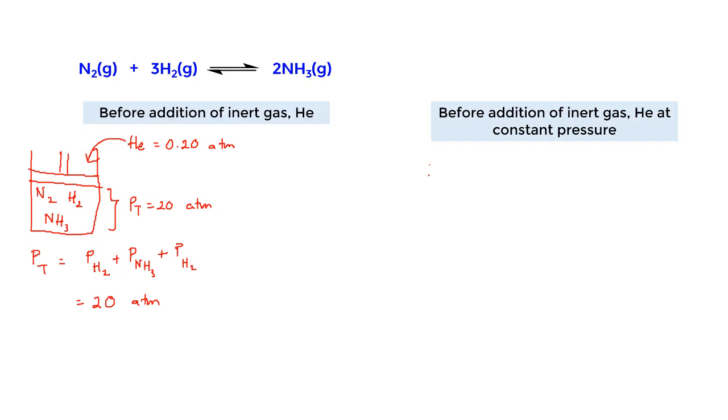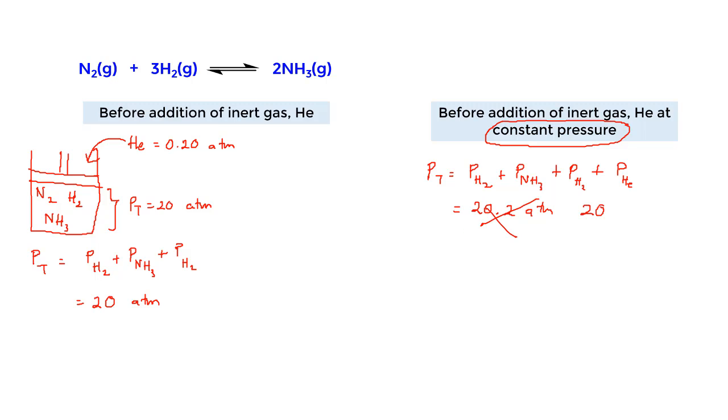Jadi sepatutnya P total kita akan bertambah, betul atau tidak? Betul kan? Sebab ini tadi untuk partial pressure yang 3 gas ini yang dalam sistem tu 20 atm. Tambah pula dengan partial pressure of helium yang tadi saya tambah 0.2 atm. Sepatutnya P total akan jadi 20.2 atm. Sebab apa? Ada satu spesies gas ditambahkan. Tetapi disebabkan kita tambah helium itu at constant pressure, total pressure mesti remain kepada 20 atm.